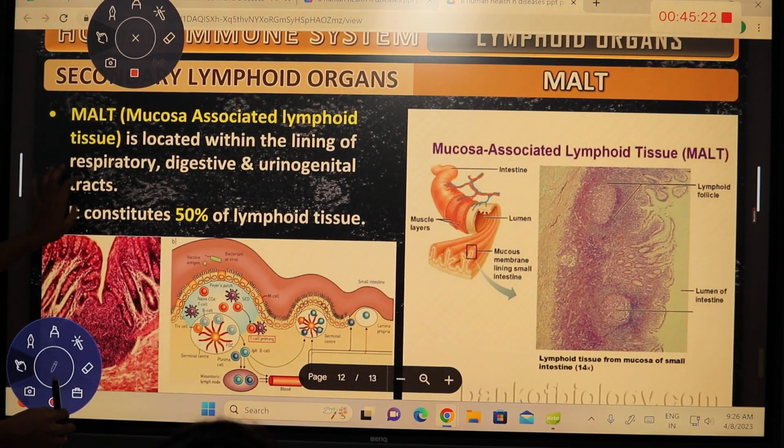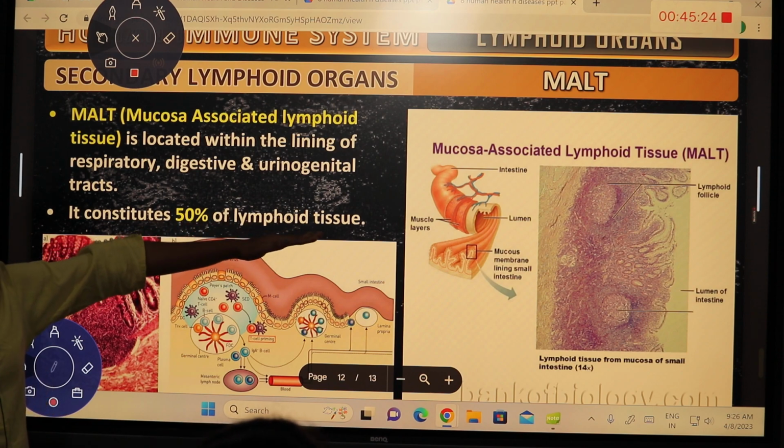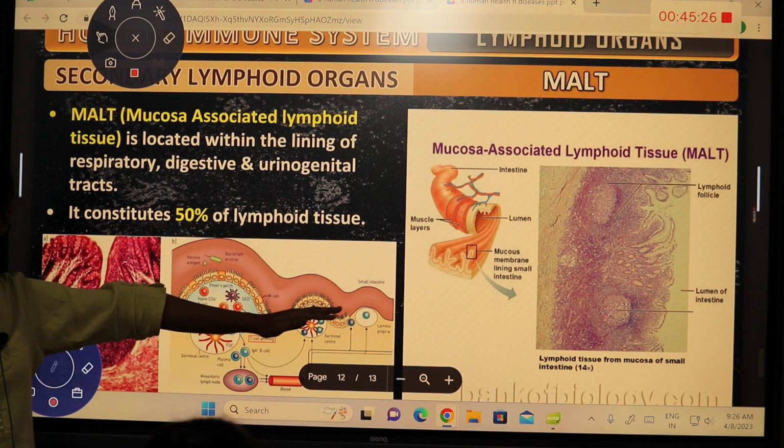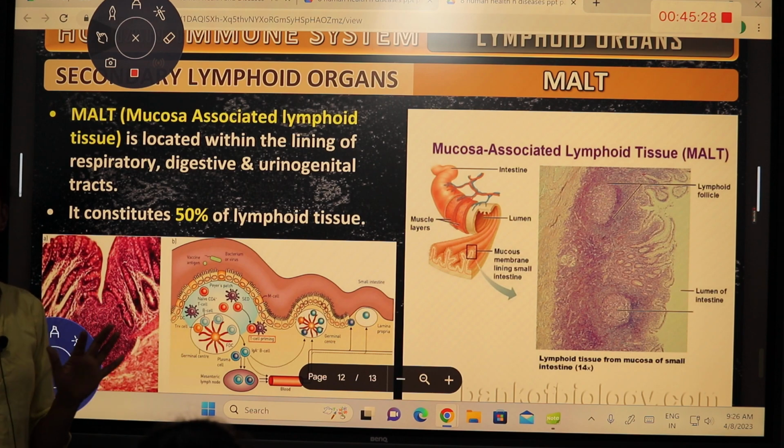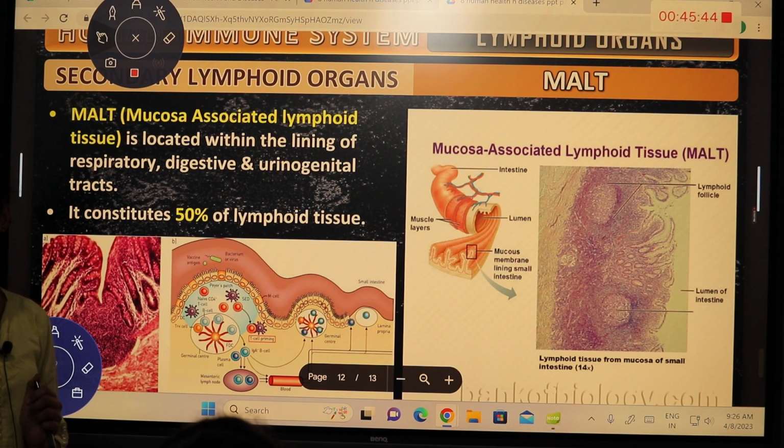Okay, MALT is 50% of the lymphoid tissue. This question they had asked: which is the lymphoid tissue with the maximum amount of lymphoid tissue? MALT. Out of 100% of the lymphoid tissue, the largest lymphoid tissue is your MALT. And how much percent? 50%. Last to last year, I think 2021, they had asked this question.